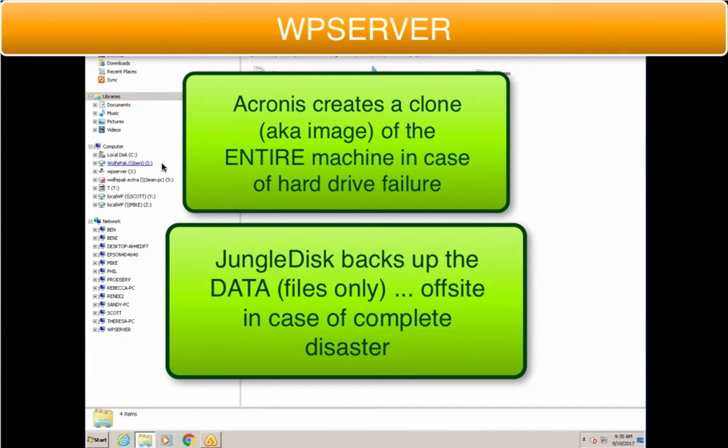So again, Acronis does real-time clones on a multi-day basis so that we can restore much faster from a hard drive failure. Jungle Disk backs up the raw data and sends it off-site in the event of a true disaster.